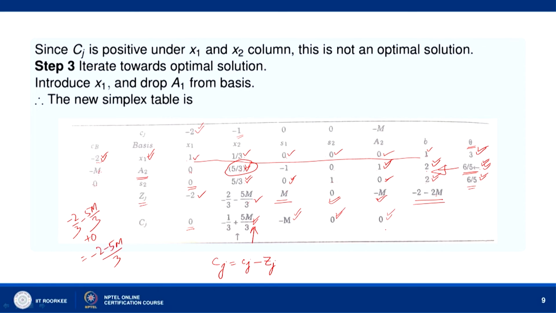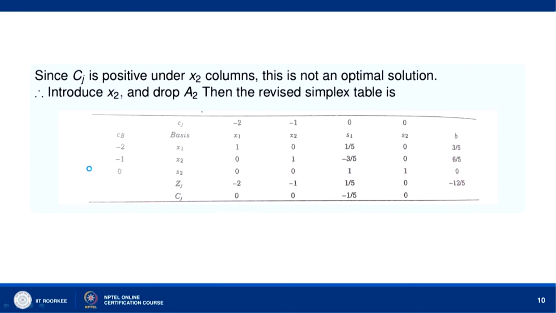So, in the new simplex table, what will we have? We will have x1 in place of a2, we will have x2, then we will have s2 here. The coefficient of x2 is minus 1, so minus M will be replaced by minus 1. Since Cj is positive under the x2 column, this is not an optimal solution. We introduce x2 and drop a2, and then the revised simplex table is like this.